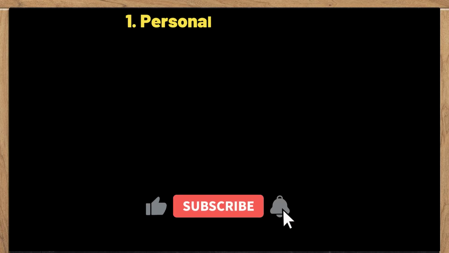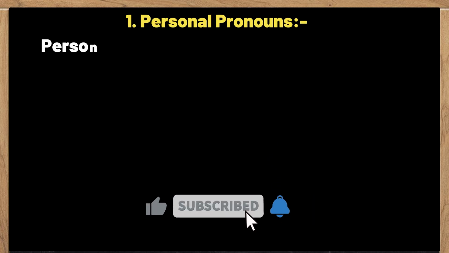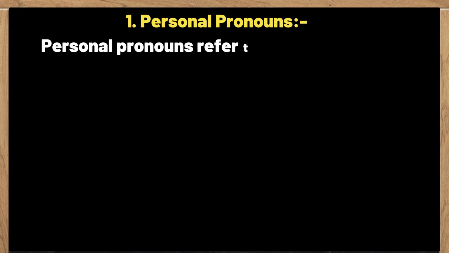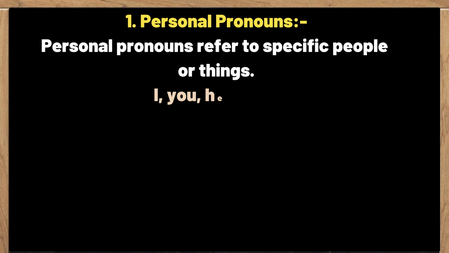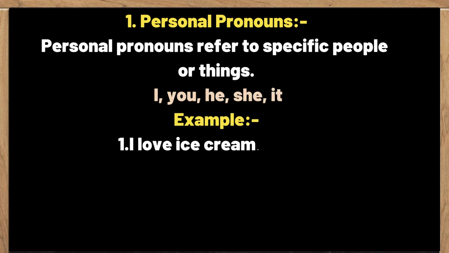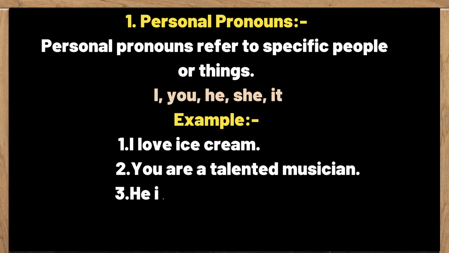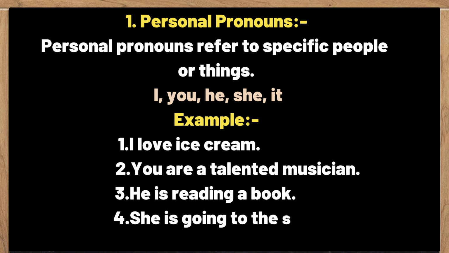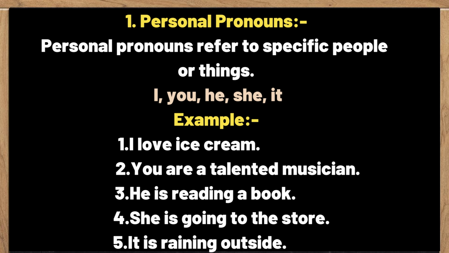1. Personal pronouns. Personal pronouns refer to specific people or things: I, you, he, she, it. Example. 1. I love ice cream. 2. You are a talented musician. 3. He is reading a book. 4. She is going to the store. 5. It is raining outside.